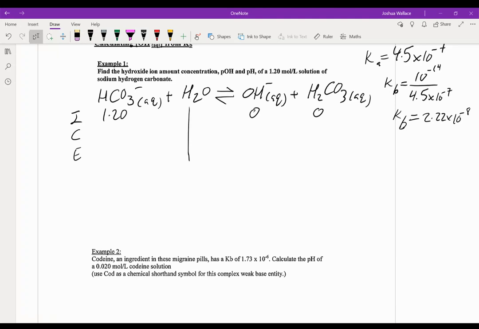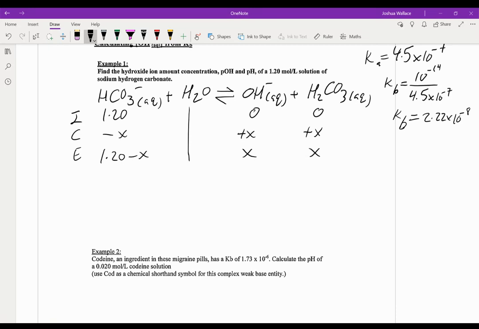And now, once I'm there, what else can I do? Well, we don't know our OH concentration. It didn't give us a pH or a pOH with which I can find the concentration of OH minus here. It also didn't give me a concentration of H2CO3 at equilibrium or HCO3 minus at equilibrium. So what we do is we write this as minus x, plus x, plus x. We know at equilibrium it's going to shift to the right because we have nothing over here. So this is 1.20 minus x. This is x, and this is x.